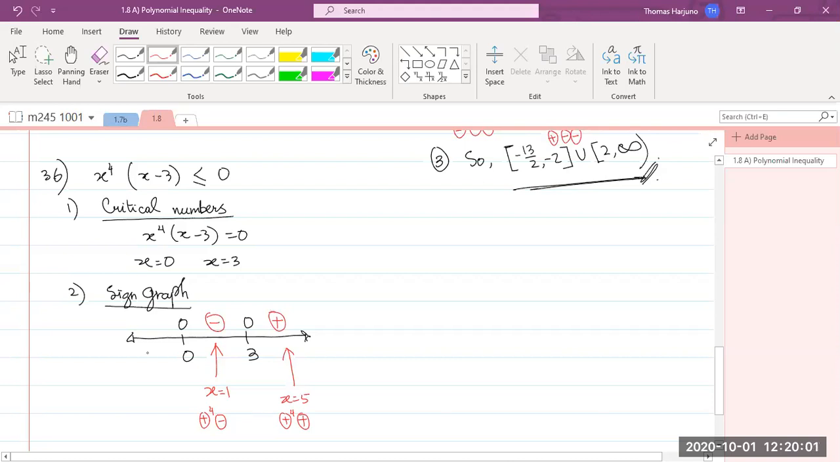Now, can you check what this will be? Let's say I pick x equals negative 2. Will that be positive or negative? There will be negative to the 4th times negative, so it becomes positive times negative, that's negative.